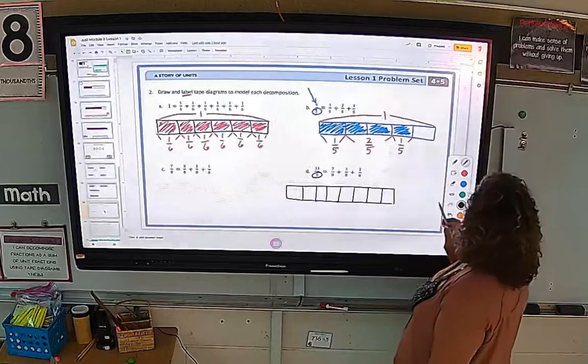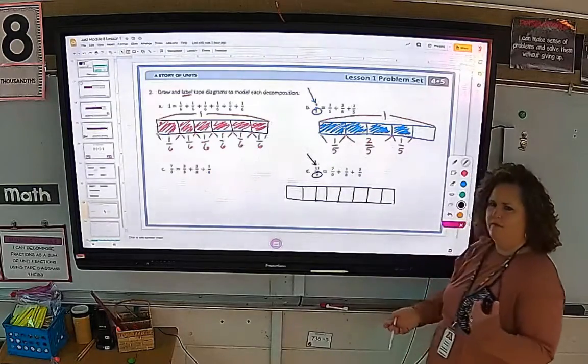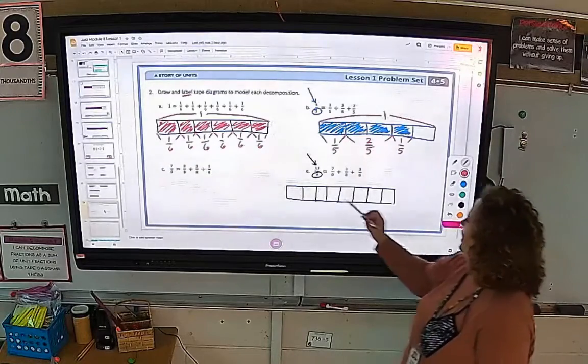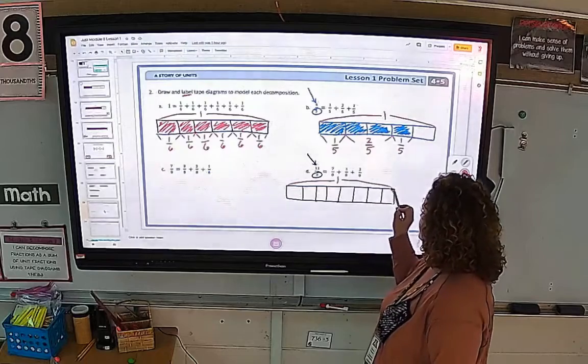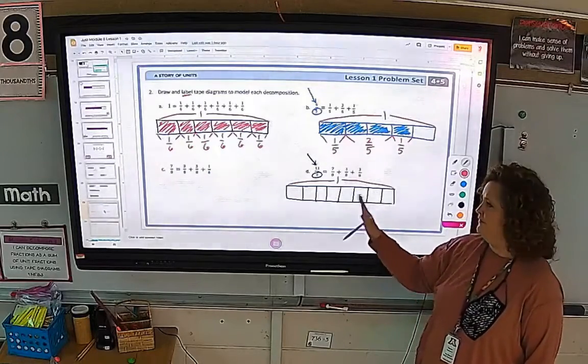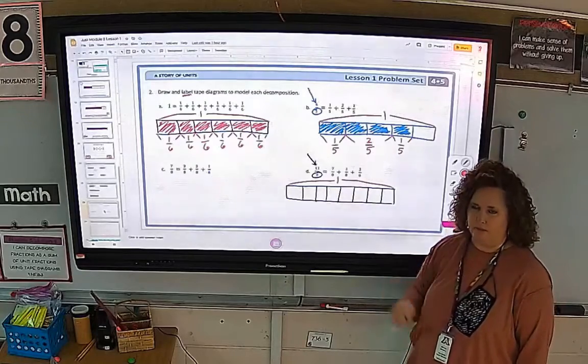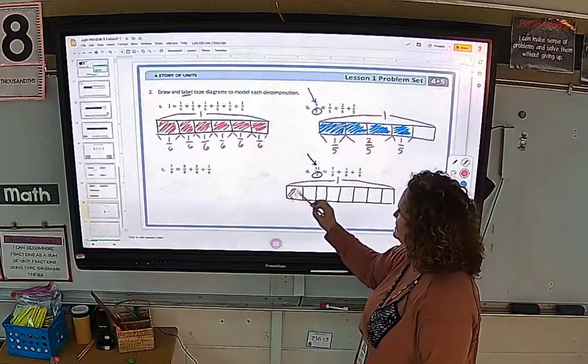Okay. But guys, I have 11 of them. I have 11 of them. Okay, well, I know that this right here is 1 whole. These 8 pieces. Mark your 1 whole before you try to show the rest of the pieces. Okay? So I know I've got 8 pieces here.